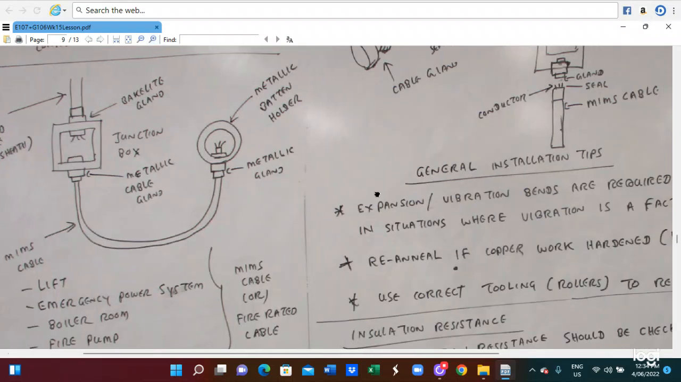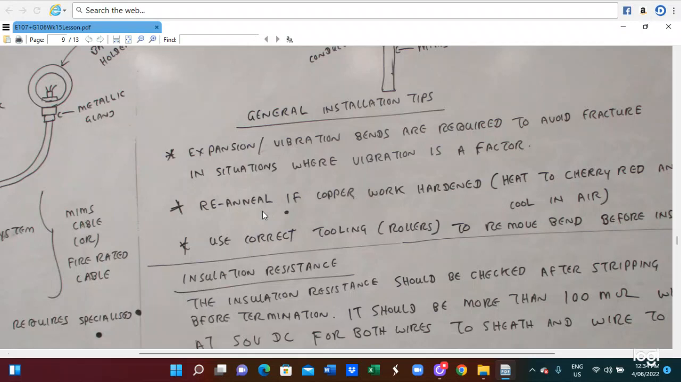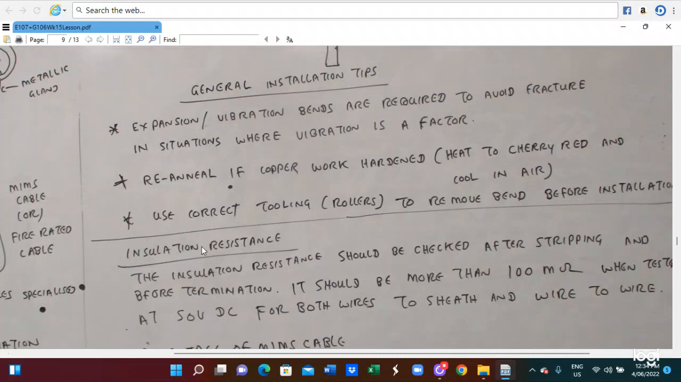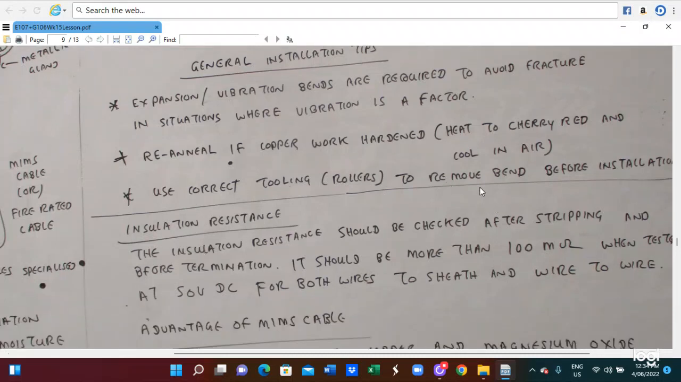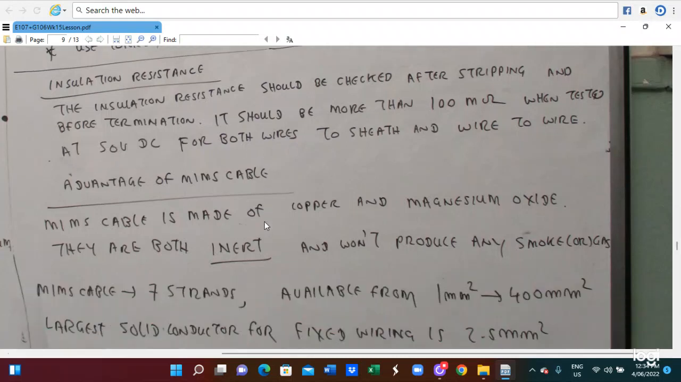We also use the general installation tips. They include expansion and vibration bends, which are provided to avoid fracture in situations where vibration is present. If the copper sheath is hardened, heat it and let it cool in air. Use the correct tooling roller to remove the bend before installation. Insulation resistance should be checked and should not be more than 100 megaohm, at 50 volt DC.